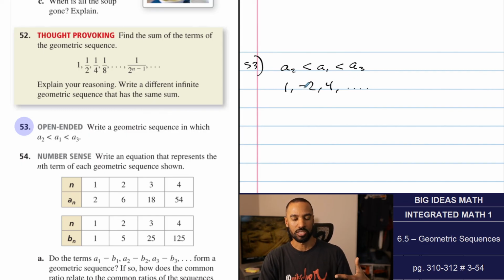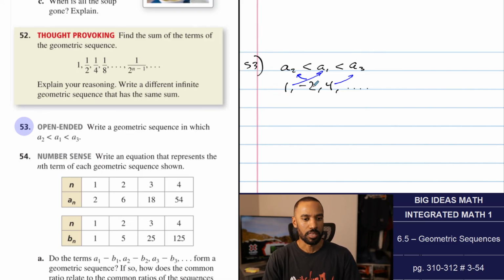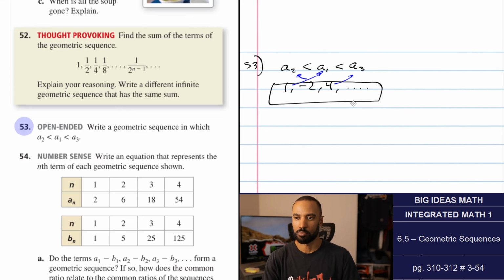They're changing signs in that way. Common ratio is -2. So this is your second term. This is your first term, and that's your third term, like that. So that would work out that way. They said write a sequence, so this would be one right here, where you're swapping signs like that.